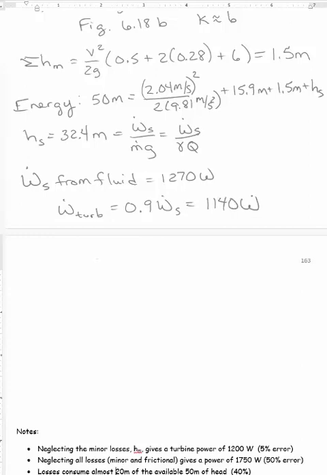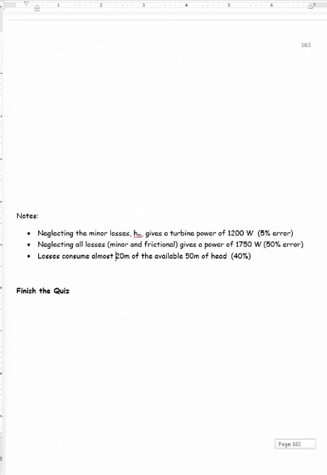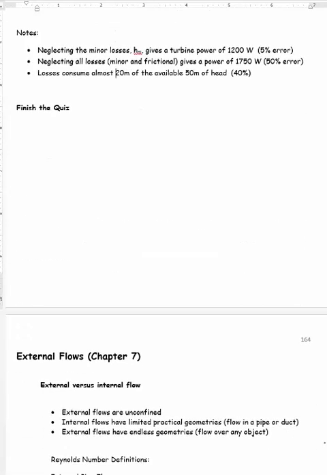Okay. So that's how you do it. The minor losses is just a matter of being able to look things up in tables and graphs in order to plug them in. Notice that out of the 50 meters available, we only got 32.4 meters in the end to our turbine. The rest were lost as frictional and minor losses.